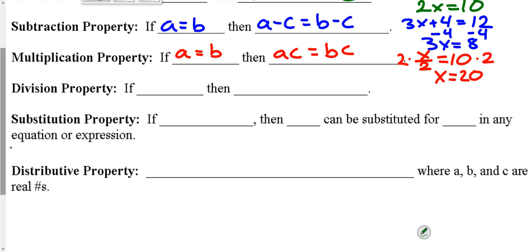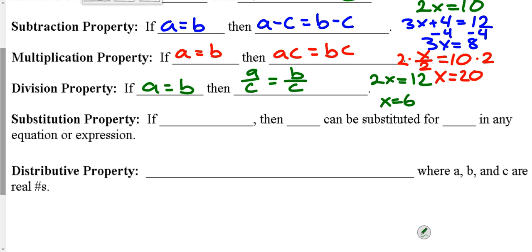The division property. If A equals B, then A divided by C equals B divided by C. And so if we had 2x equals 12, and we needed to get to x equals 6, we would divide both sides by 2. That's the division property.